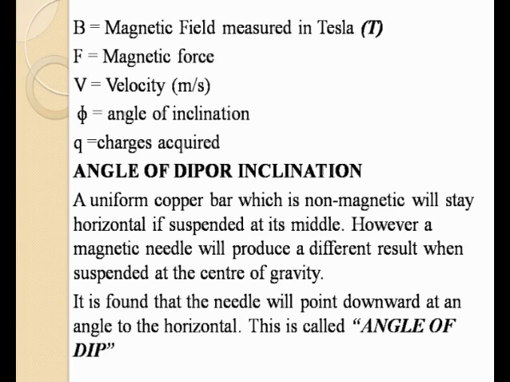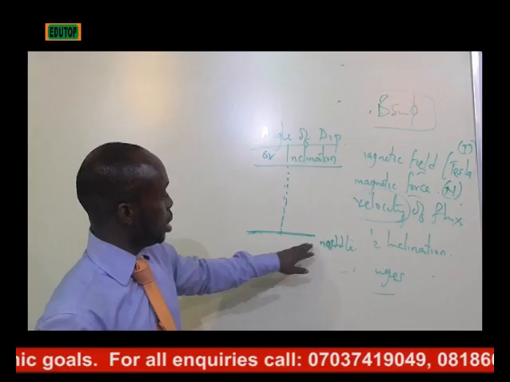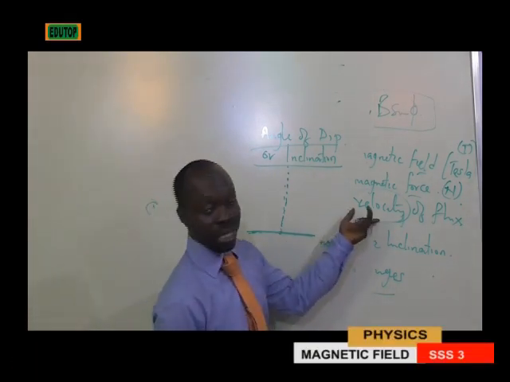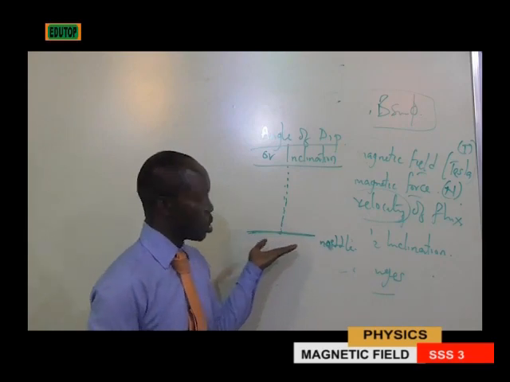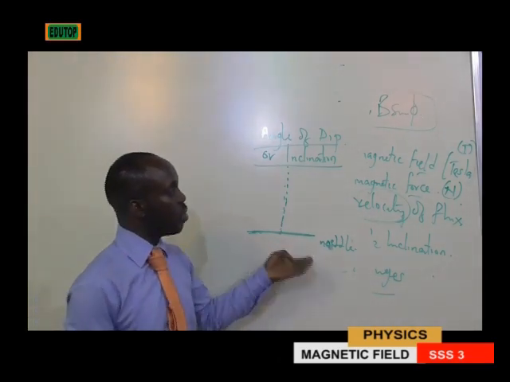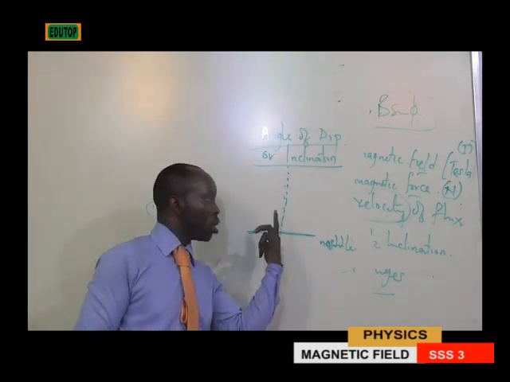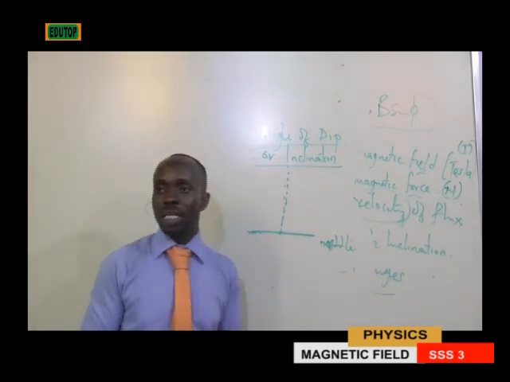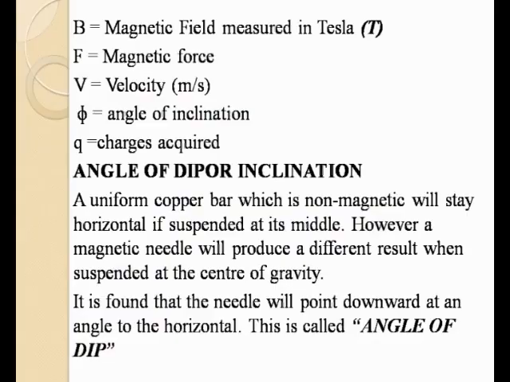Center of gravity. What are we saying? If you have a plain needle that's not being subjected to a magnetic field, it will be straight horizontally. But when you have a needle that is being suspended in the region of a magnetic field, it will turn to the other side or this way. Now, if you check that statement, it says, however, a needle will produce a different result when suspended at the center of gravity.